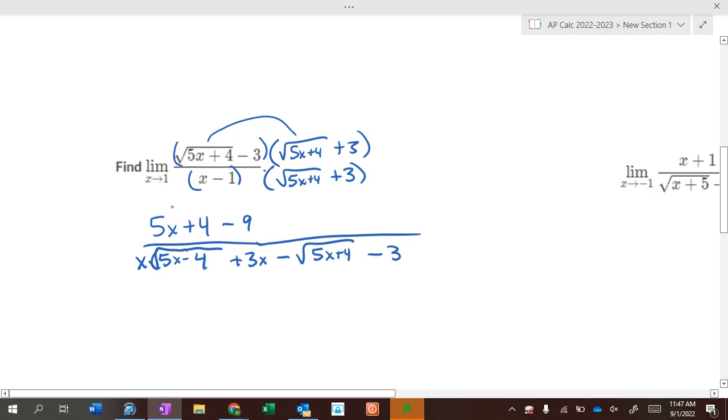If you put in a 1, you get 5 times 1 plus 4 minus 9 is 0. In the denominator, put in a 1. You get 1 times 1, because 5 times 1 is 5, minus 4 is 1, the square root of 1 is 1. Plus 3, minus this again is 1 minus 3. Oh, shoot.